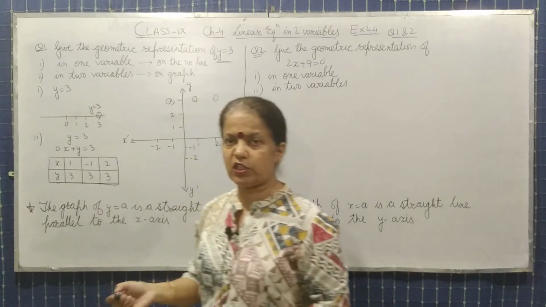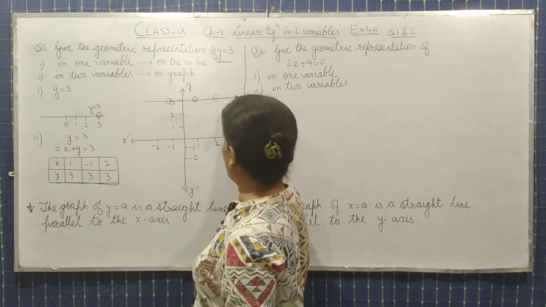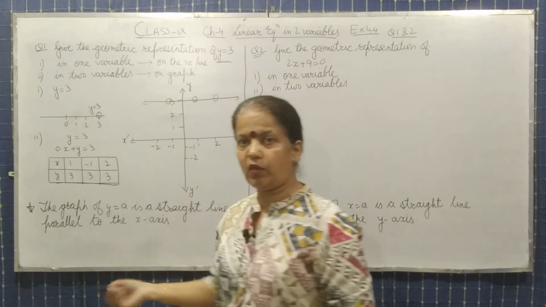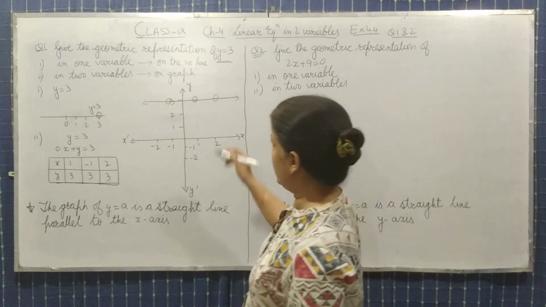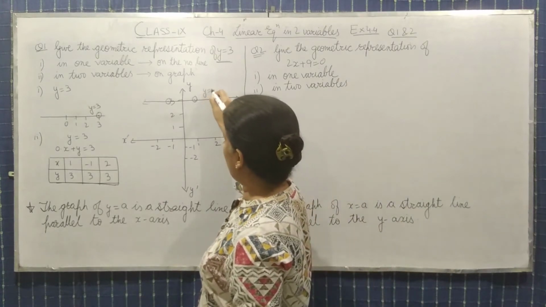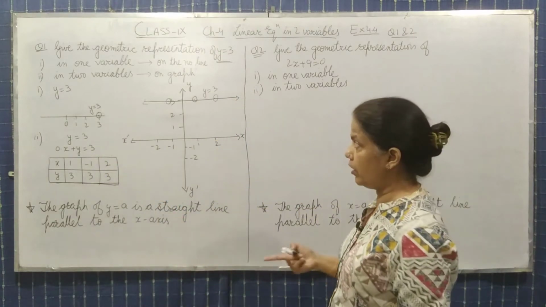Now what should be the next step? Join all the points. And what should be the next thing you have to write? Don't forget to write the linear equation. Either you can write y equal 3 or you can write 0x plus y equal 3.